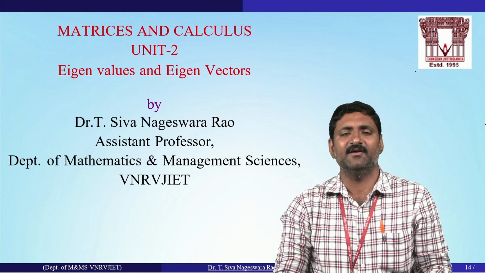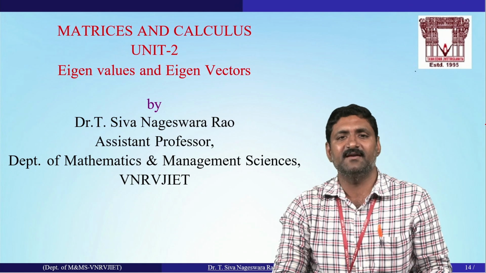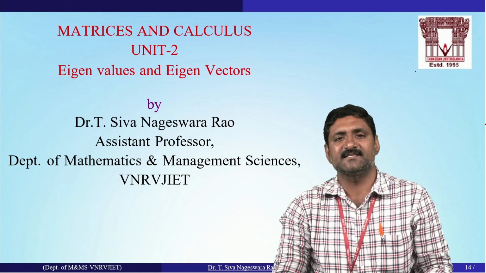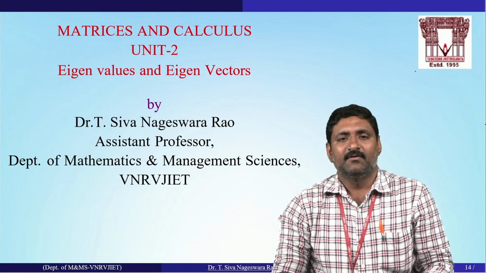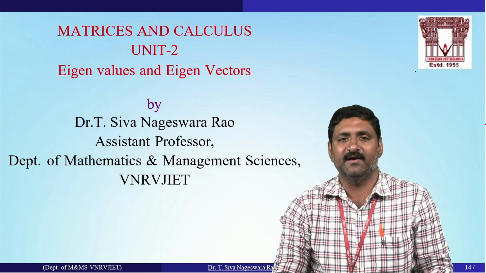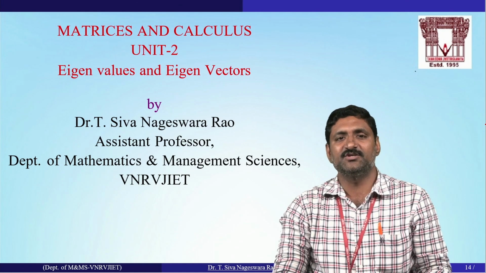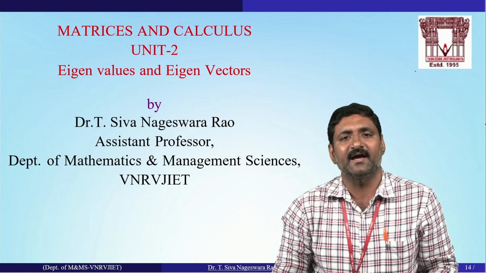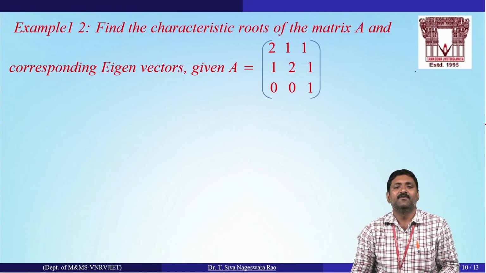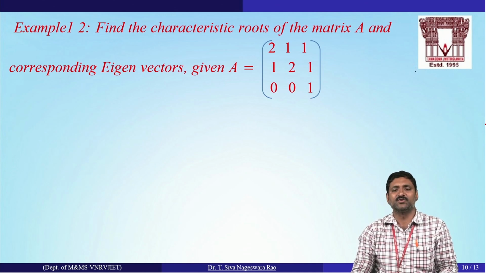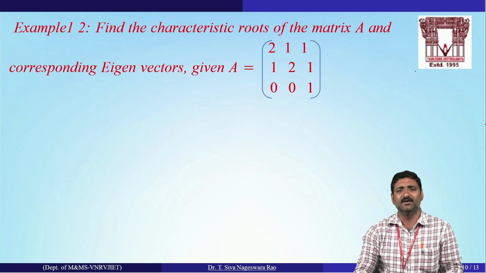In the previous lecture, I gave one example of how to find eigenvalues and eigenvectors of a given matrix if the roots are distinct. Today I am going to discuss one more example. For a given square matrix of order 3 by 3, we will get 3 eigenvalues. Assume that 2 eigenvalues are repeated and 1 is distinct. How to find the corresponding eigenvectors? Now, this is the example. Find the characteristic roots of the matrix A and the corresponding eigenvectors. What is A? The 3 by 3 matrix 2 1 1, 1 2 1, 0 0 1.